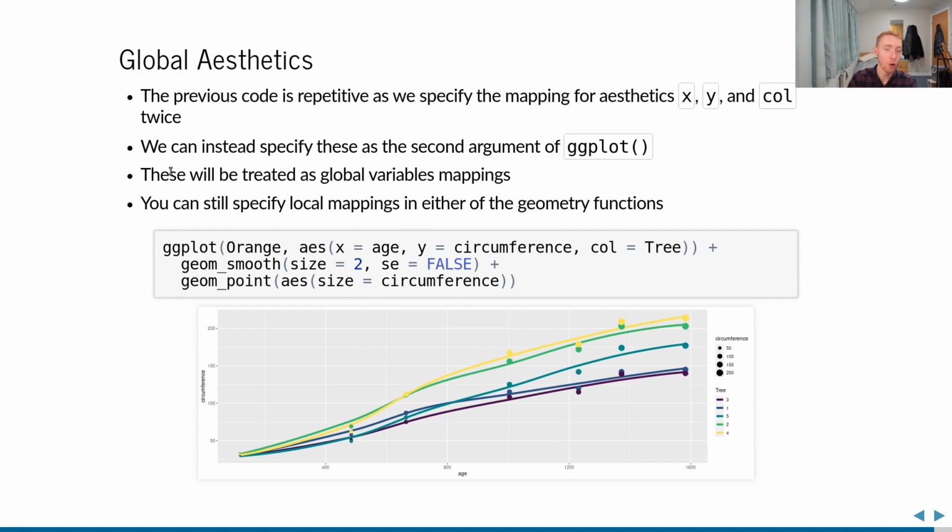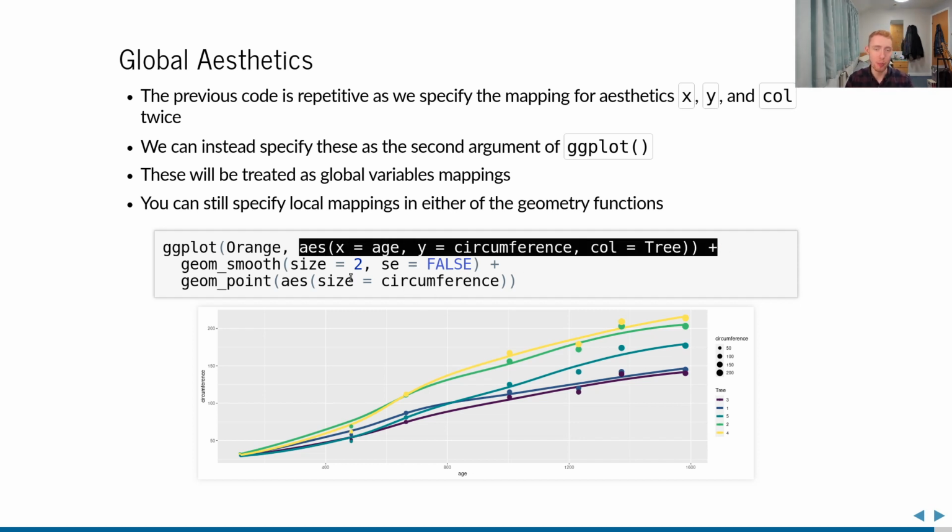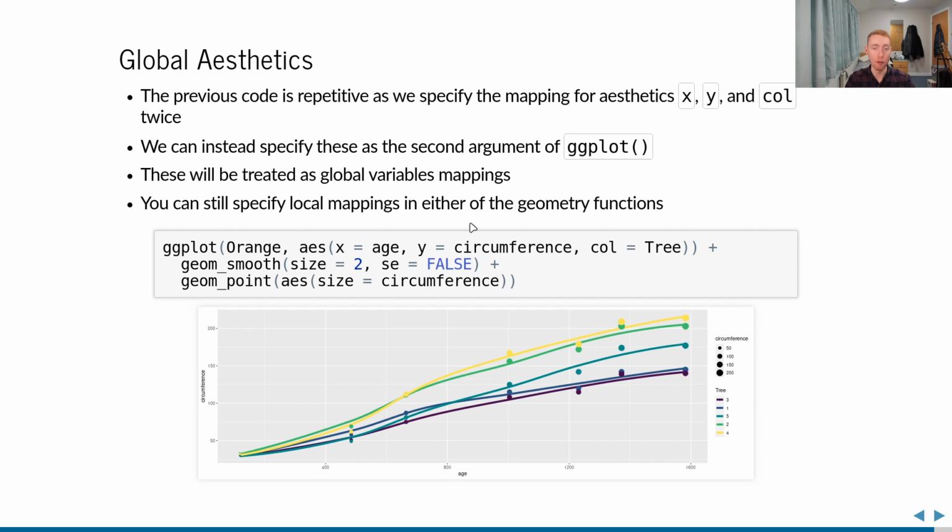We're also free to add specific local mappings in a certain geometry. For example, we want to have the size of each point be set by the circumference. We added no other aesthetics for geom smooth, just these manually set ones, so size of 2, no standard error bars. And with geom point, we used aes to set the size to be equal to the circumference of each point. That will inherit these ones, and then we can add on another. We could also overwrite one by giving it a new value in a certain geometry. So lots of flexibility.